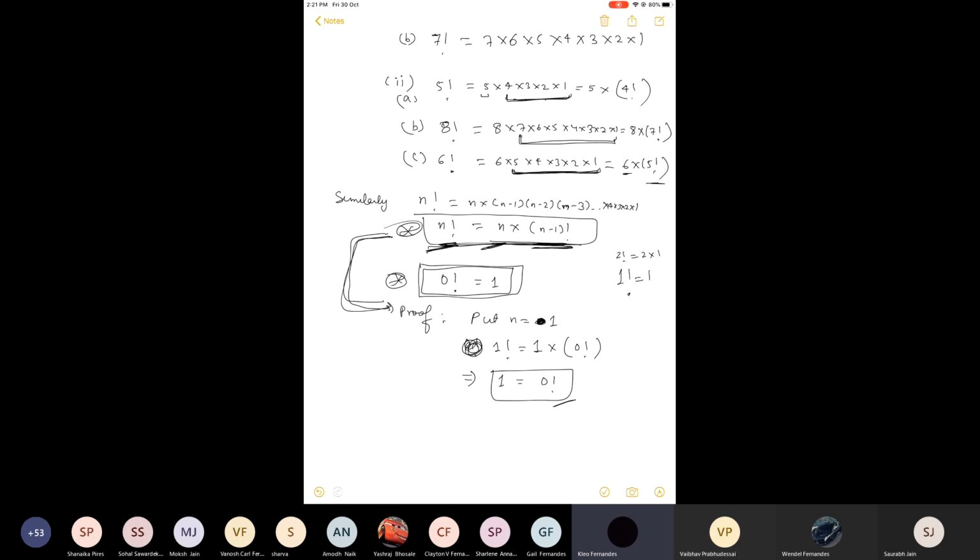So 0 factorial is coming as a result, and 1 factorial, 2 factorial, all of these are coming by the definition. So there should not be any confusion.